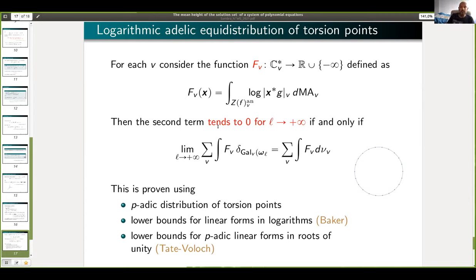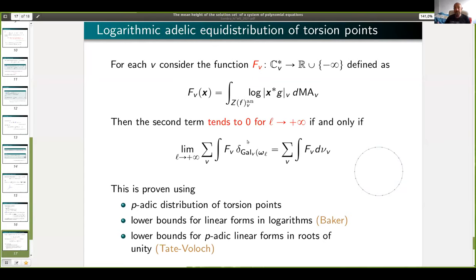And when you look at the second term in the previous formula, you realize that this term tending to zero is equivalent to the fact that the integrals of this function along Galois orbits of your torsion points, and the sum over all places, converge to some expression. So this is somehow an equidistribution problem, okay? You have to show that for this so-called test function, this particular function that appears in height theory, the integrals over the Galois orbits and the sum over all places converge to what they should.